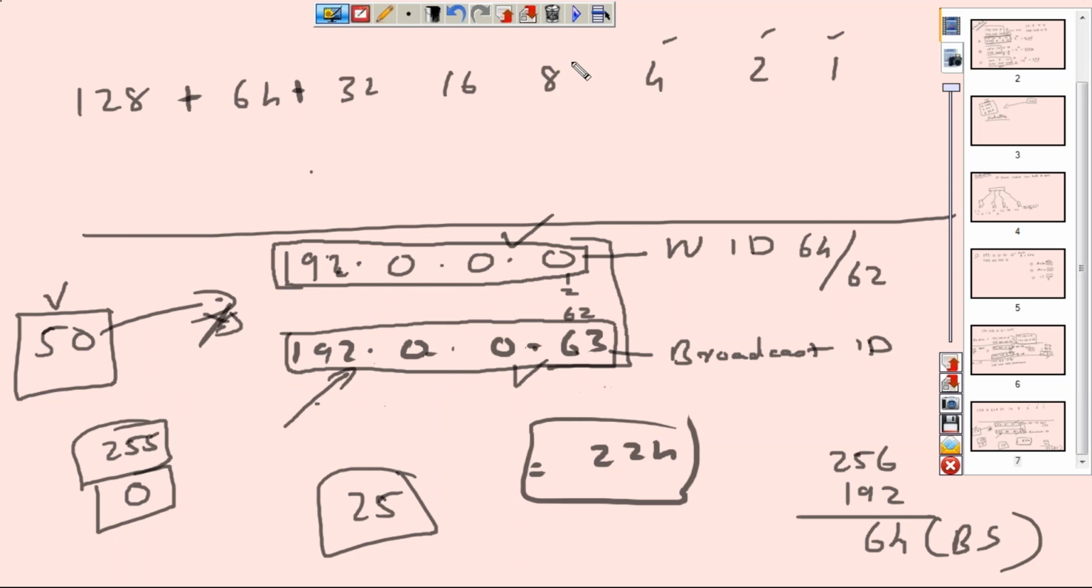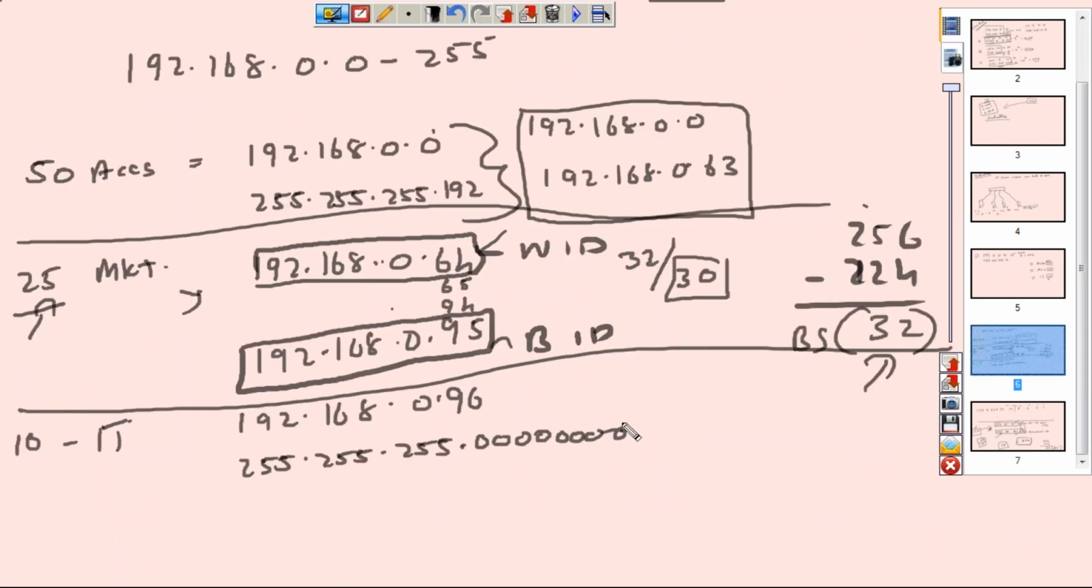Not enough, not enough. Too many, right? That's what 10 is. Count the 4 bits: 1, 2, 3, 4. Whatever we don't need, we send off to the other one. So 4 bits on the network, 4 bits on the host here.